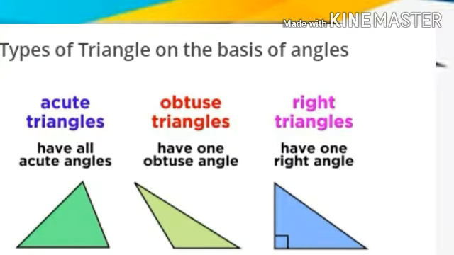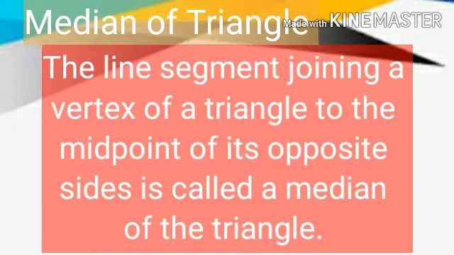Types of triangles on the basis of angles: acute angle triangles, obtuse triangles and right angle triangles. A triangle whose all the angles are acute is called an acute angle triangle. A triangle whose one angle is obtuse is called an obtuse angle triangle, and a triangle whose one angle is a right angle is called a right angle triangle.